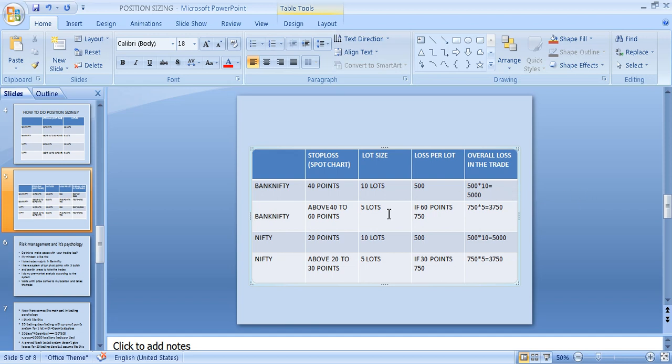Now if you see the same thing in Bank Nifty also, when the stop loss points are 40 to 60, that means your expected stop loss is increasing. So you put your lots down to half of the lot size. Then you may have a doubt: why can't I decrease the lot size to 7 or 8?